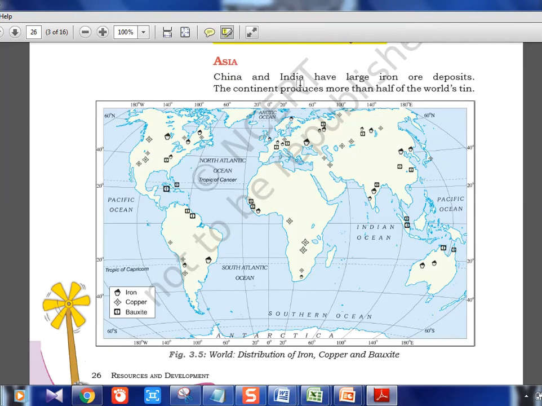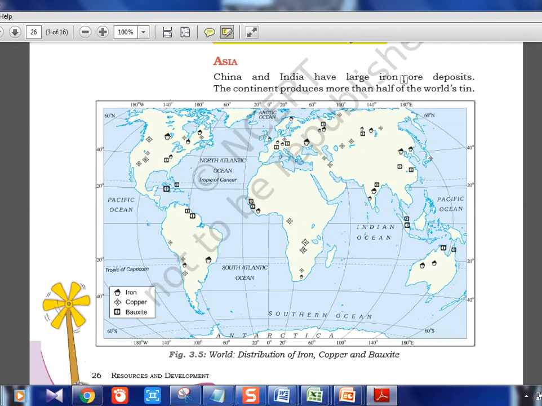China and India have large iron ore deposits. Iron ore, this is the key, iron, this is the symbol. If you see here, all the three, iron, copper and bauxite, everything is there in India. But Japan and all, if you see, only copper is there. So that is what I told. Japan focuses on human resource always, but India and all can focus on mineral resource also.